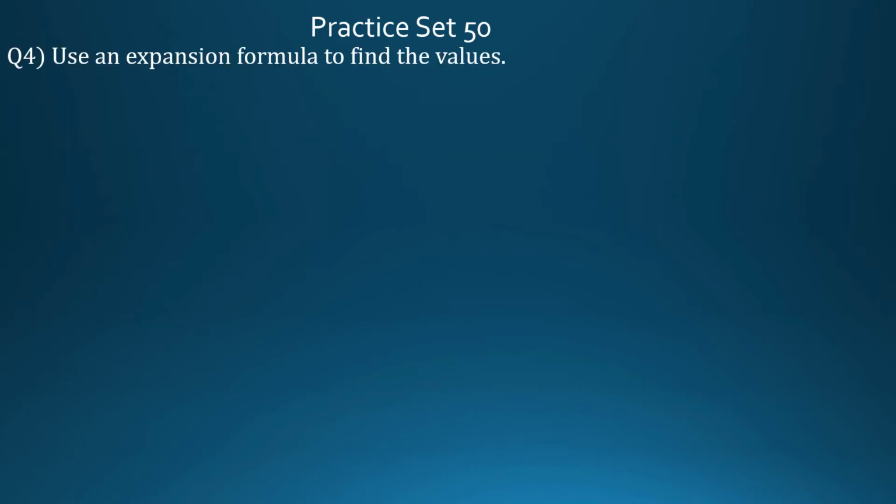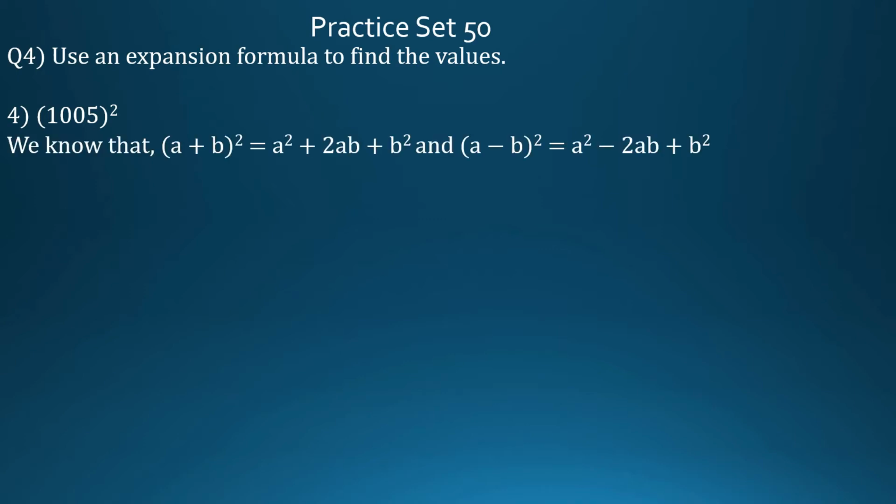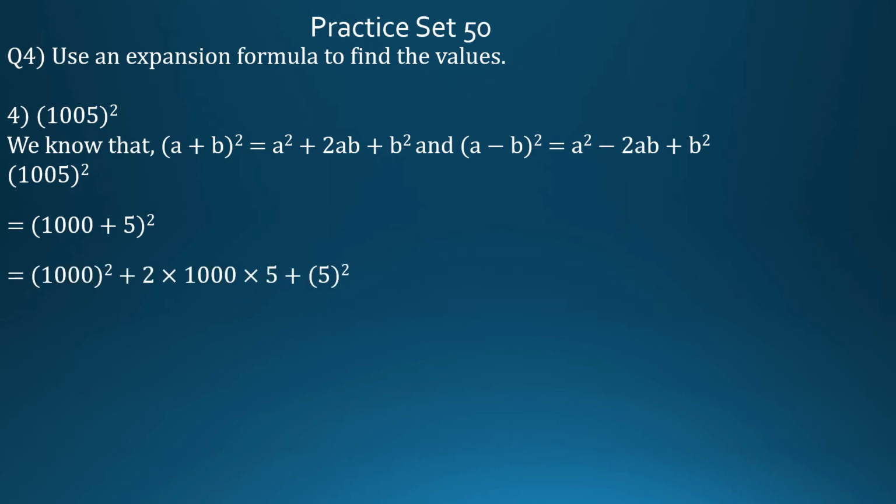Now let us see the next sum, the fourth one, 1005 square. It is known that a plus b the whole square is equal to a square plus 2ab plus b square, and a minus b the whole square is equal to a square minus 2ab plus b square. Square of 1005 can be written as 1000 plus 5 the whole square. So let us expand it by using the expansion formula. A plus b the whole square is equal to a square plus 2ab plus b square. So we get 1000 square plus 2 into 1000 into 5 plus 5 square.